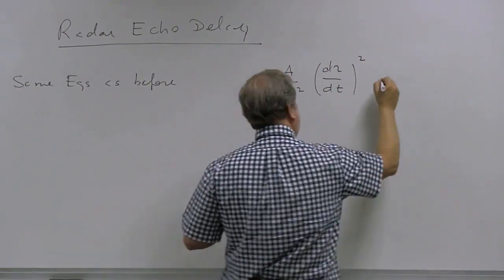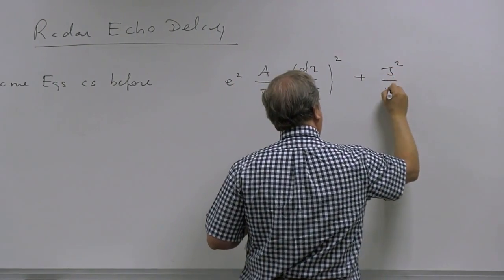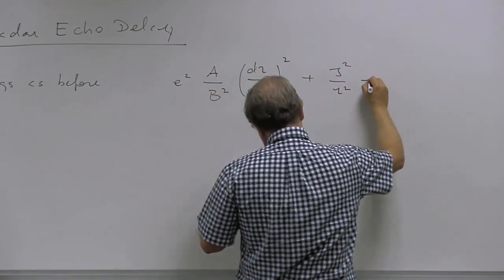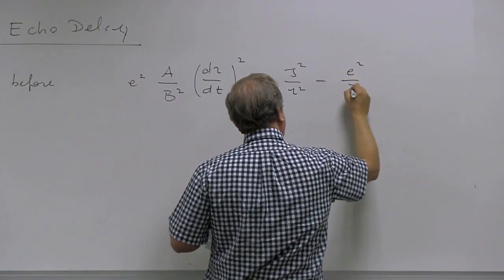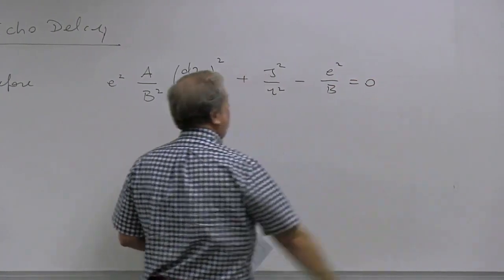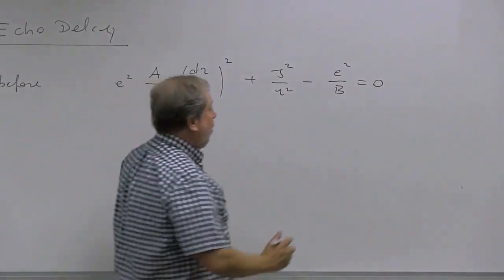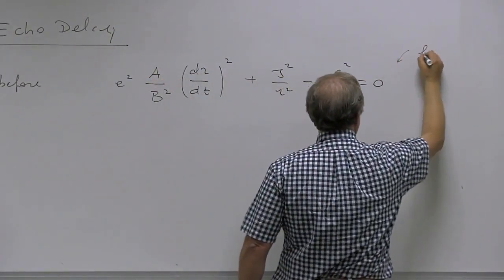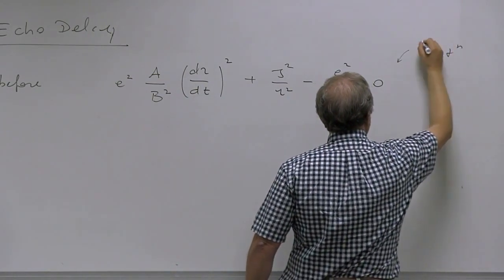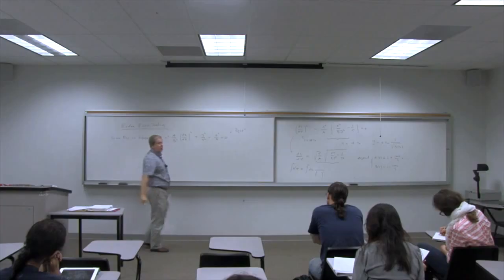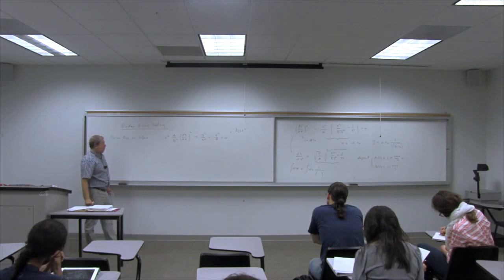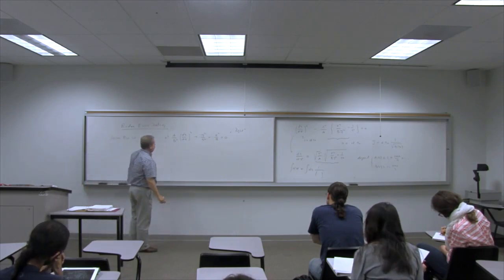Squared plus j squared over r squared minus e squared over b is equal to 0, right? That's the equation we need. And first of all, we have a 0 here because we're dealing with light again, even though it's radio waves, but still electromagnetic radiation corresponding to particles which have zero mass.